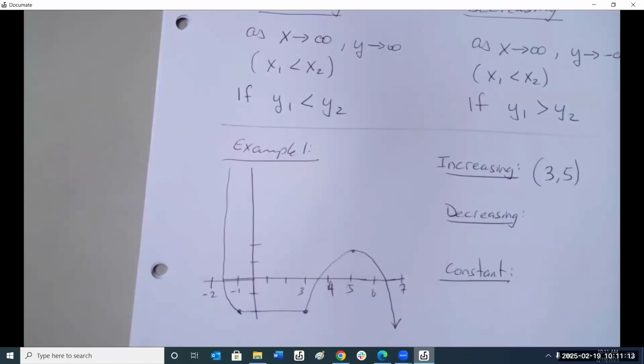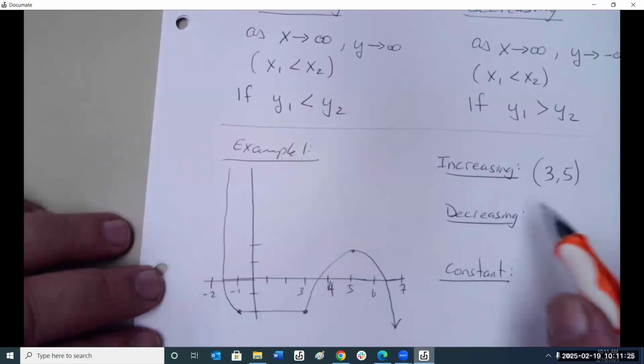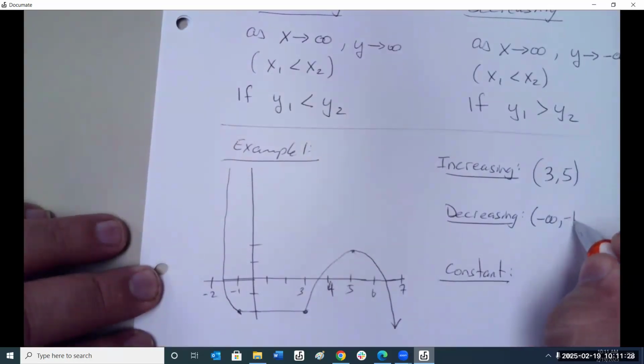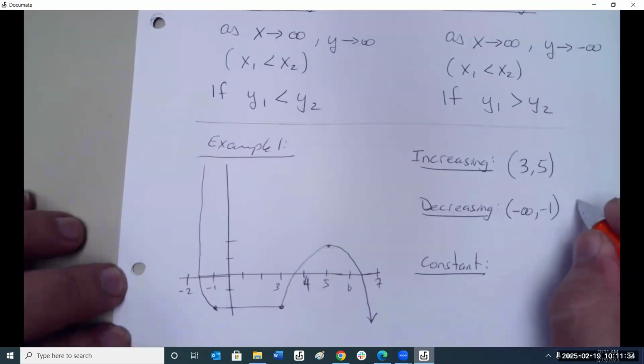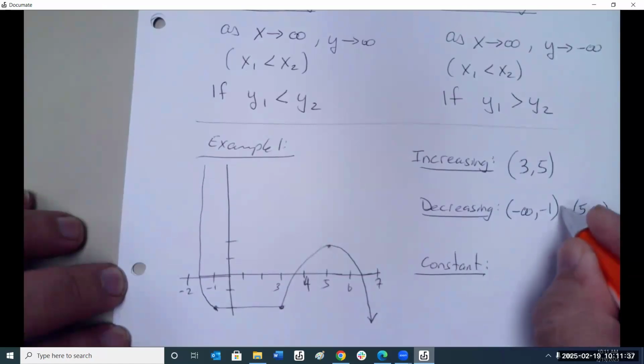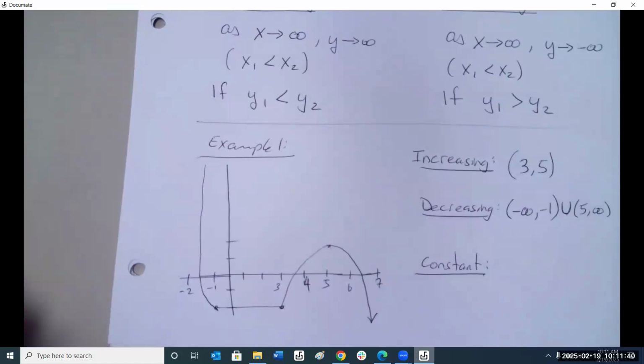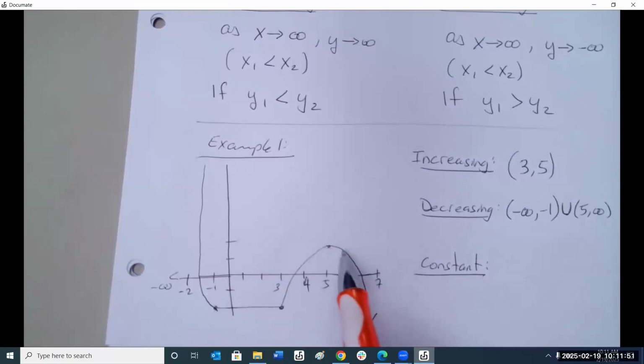Where is it decreasing? From where to -1? From negative infinity to -1. Where else? 5 to infinity. So from 5 to infinity, because we're doing inequalities, we have to put a union between there. Very good, very good. The graph is decreasing from negative infinity to -1. And then it's also going from 5 to positive infinity. It's decreasing.